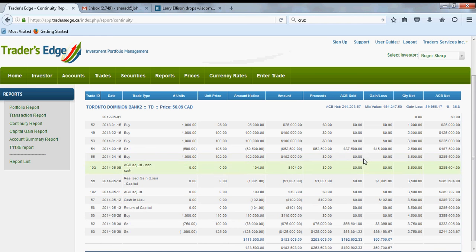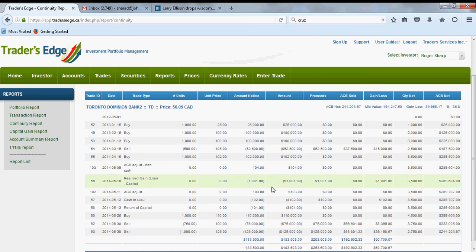Now, if this was a U.S. security, when you buy and you sell in a U.S. denomination, you should convert that into Canadian dollars at the exchange rate at the time of the trade. If this was a U.S. security here, the program does that for you automatically. It gets the currency prices, as we talked about before in another lecture, from the currency price feed. So you don't have to deal with that component of it. And I believe that it goes back 3 years.